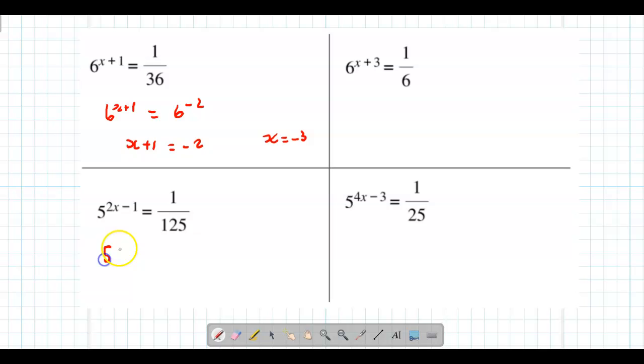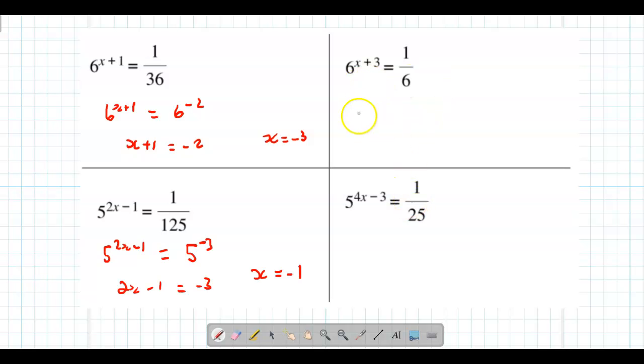Here, 5 to the power of 2x minus 1 equals, now this is 1 over 125. Now 125 is 5 cubed, so this is 5 cubed, but it's got a negative in because of the fraction. So here we have 2x minus 1 equals negative 3. Adding 1 to both sides gives negative 2, and dividing by 2 gives x equal to negative 1.